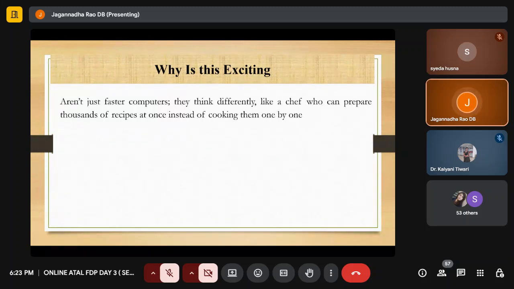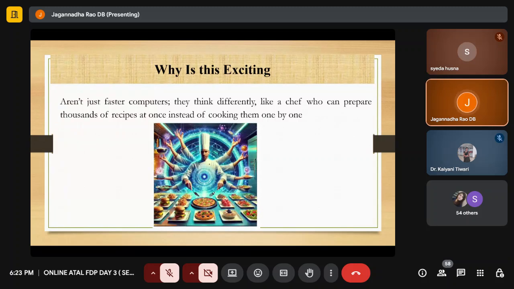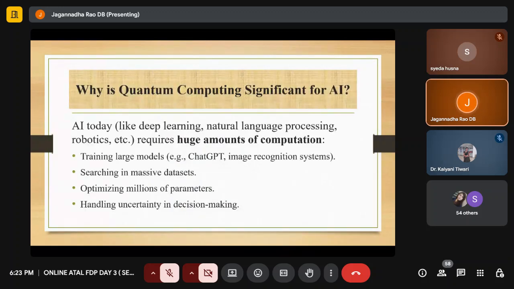They think differently, like a chef who can prepare thousands of recipes at once instead of cooking them one by one. Recently, I saw a YouTube video showing that. At a time, he can prepare 10 dishes. So like that, one chef in the same 1 hour can prepare multiple dishes. This is mainly focused on computing.